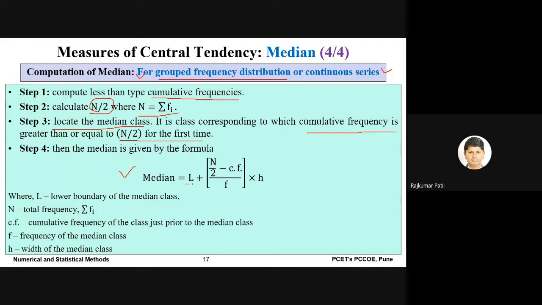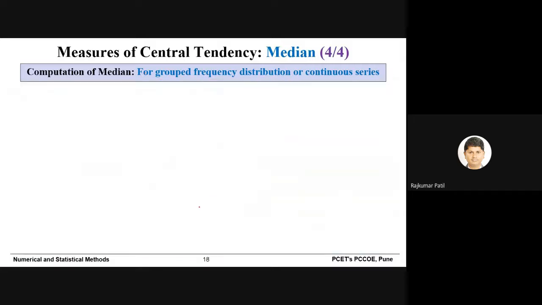And we generally use this particular formula to calculate the median for grouped frequency distribution or continuous series, where L is the lower boundary of the median class, n is the total frequency, which is the summation of fi. CF stands for the cumulative frequency of the class just prior to the median class. f is the frequency of the median class, and h is the width of the median class. We will take an example so that you will understand it in a better way.